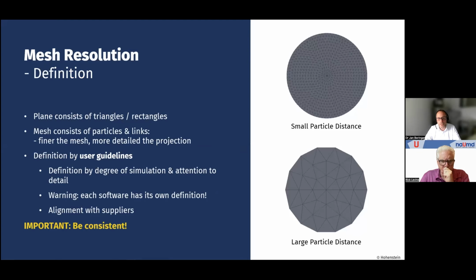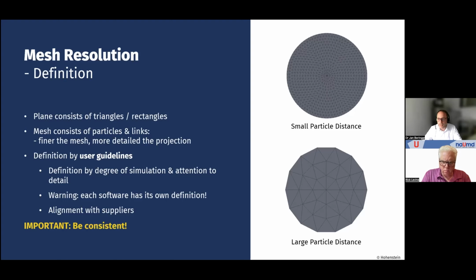Mesh resolution, the definition. The plane consists of triangles or rectangles. This is what we just learned in one of the previous slides. The mesh consists of particles and links. So the finer the mesh, the more detailed the simulation. And by user guidelines, we have certain definitions by degree of simulation and attention to detail. Each software has its own definition. So you cannot use the parameters from one software system in terms of the mesh size for another software system. So you always have to get acquainted with your individual software system.